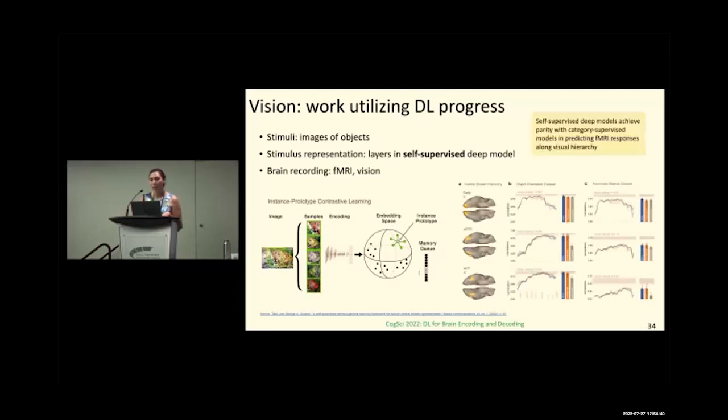So they show that by using the self-supervised trained network, we can achieve parity with some category-supervised models in predicting fMRI responses along the visual hierarchy. So this work has shown that these models are as good as task-based models at predicting the fMRI responses.